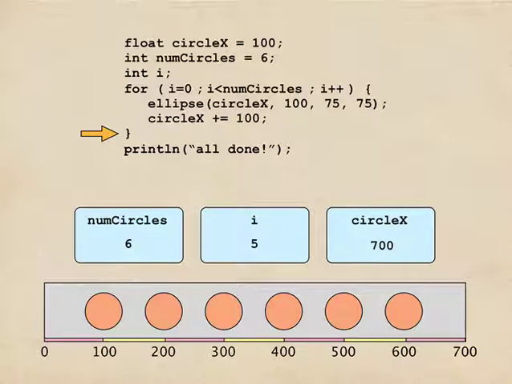So as always, we go back up to the top. We're at the for again. First thing we do is we do the update step. We add 1 to i. i goes from 5 to 6. And now we test that against num circles. 6 is not less than 6. So the test fails. We jump to the end of the loop and we do the first line after the loop. We print all done and we're finished.